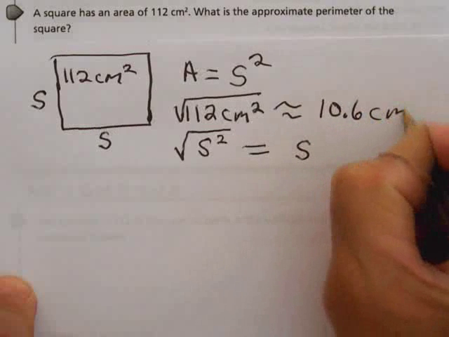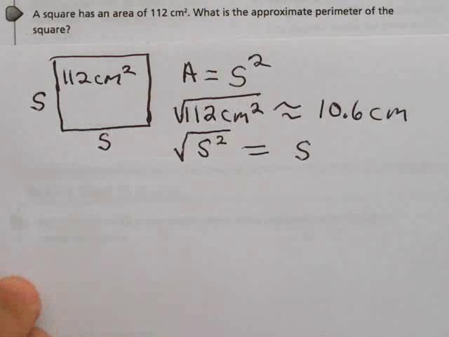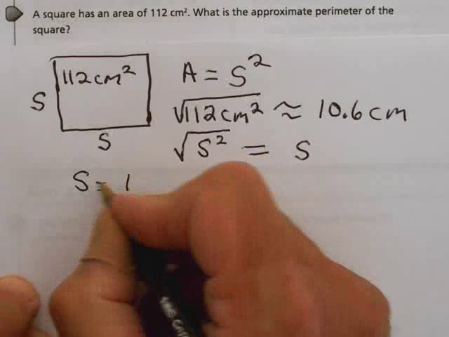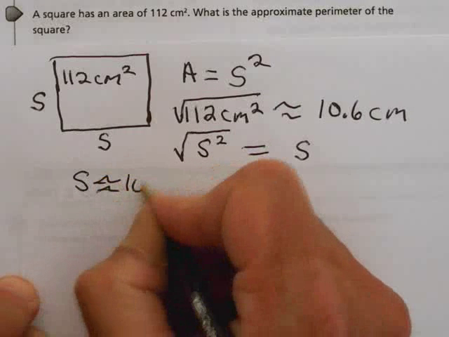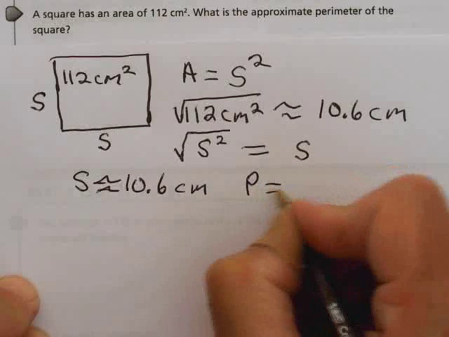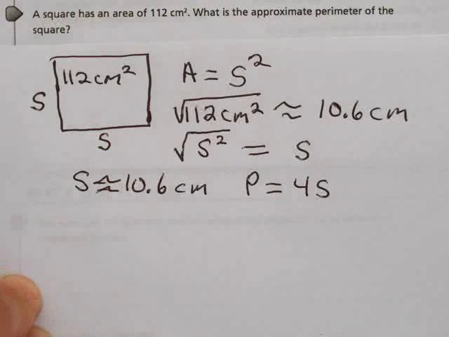centimeters. Okay, this is where most people fall down on this problem because they aren't reading the problem. Let's go back to the question. The question is, what is the approximate perimeter of the square? So I know that S equals 10.6. Well, if S equals approximately, I should use my approximate symbol, 10.6 centimeters, then P, the perimeter, is 4S, right? The four sides added together would be 10.6.